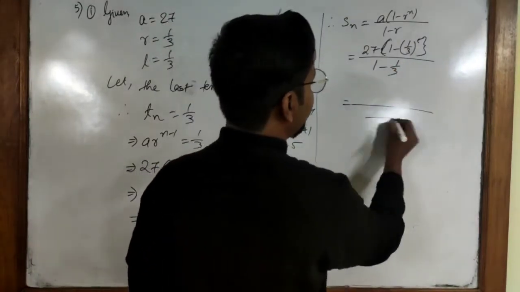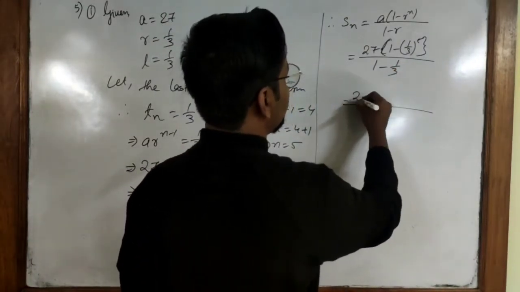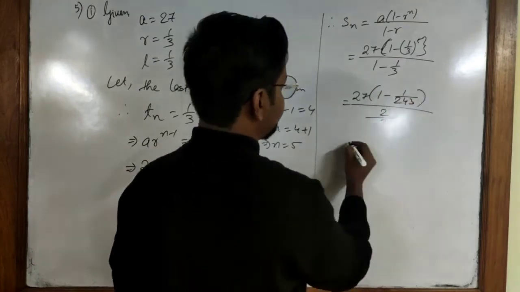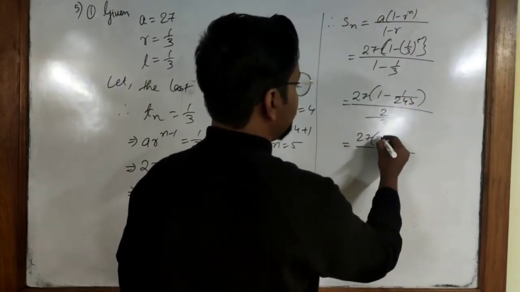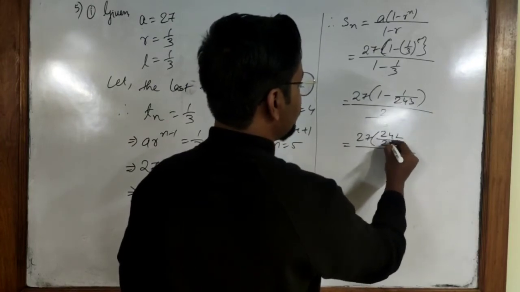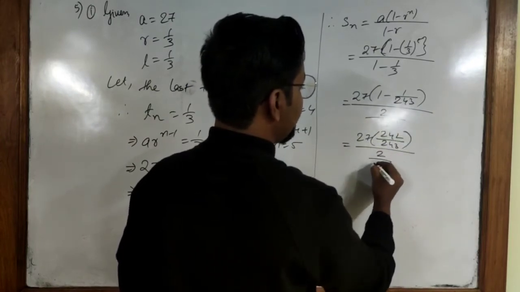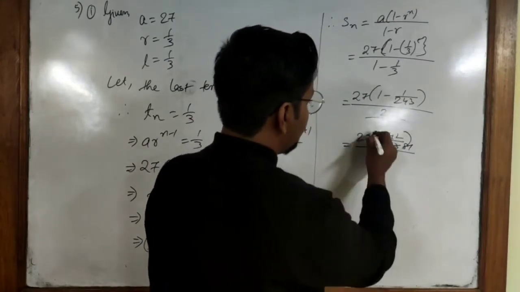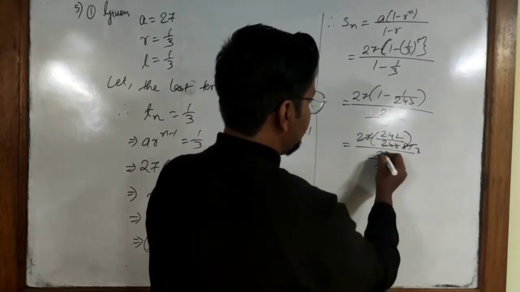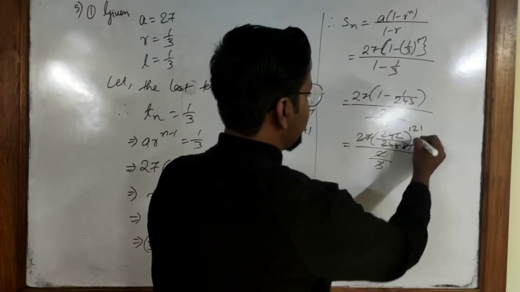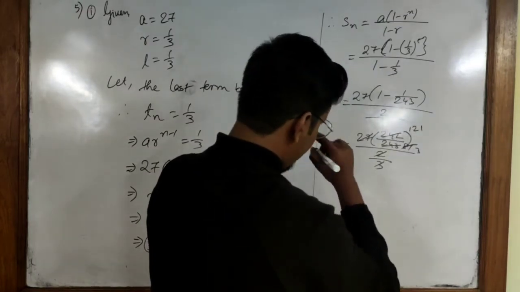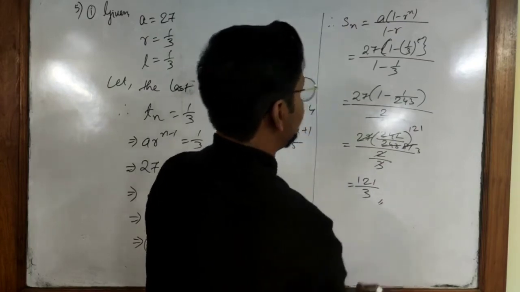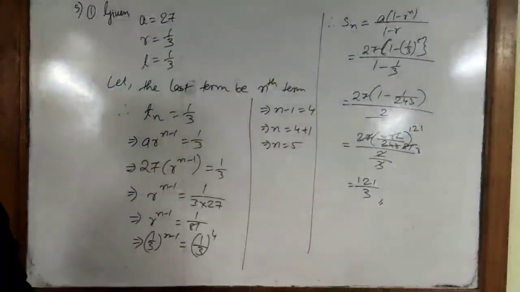So what values do we get? We get 3 minus 1 is 2. We have 27 times (1 minus 1 by 243), so it will be 242 by 243 divided by 2 by 3. So we can cancel this, we will get 81. We can cancel this to get 3. This one will cancel as 1 to 1. And ultimately the value we get is 121 by 3. So that is the sum up to nth term.